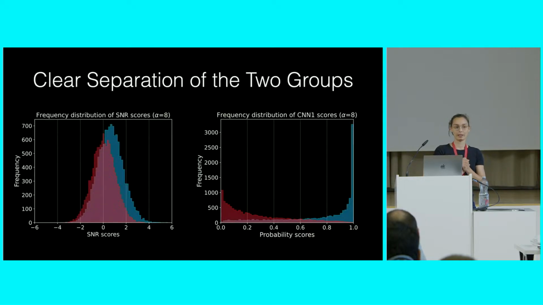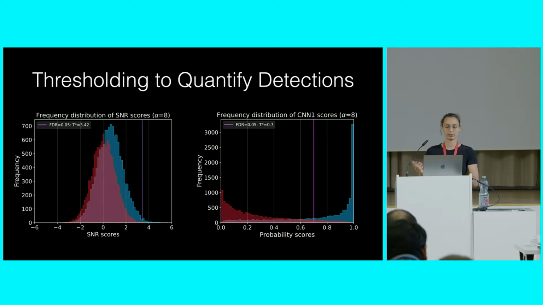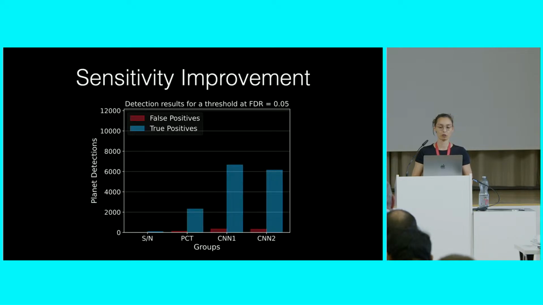So that's basically the results on the scoring distribution. We can see that the CNN does a really nice job in reinterpreting the data and separating the two groups. From there, we can use a threshold to evaluate how many planets we can detect. In this case, I don't use the false positive fraction. It makes a little bit more sense to use the false discovery rate. So we constrain the contamination of our detection sample to be a maximum of 5% false positives. And this is what we can get.